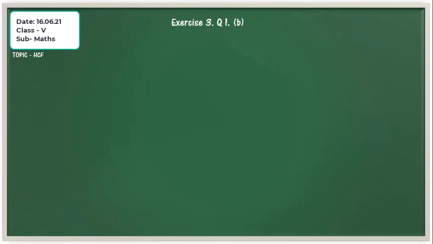So, from exercise number 3, question number 1, B, the question is find the HCF of 15 and 30 by prime factorization method. So, let's try to find out the factors of 15. 15 is equal to 3 into 5. We cannot split any of these numbers anymore.